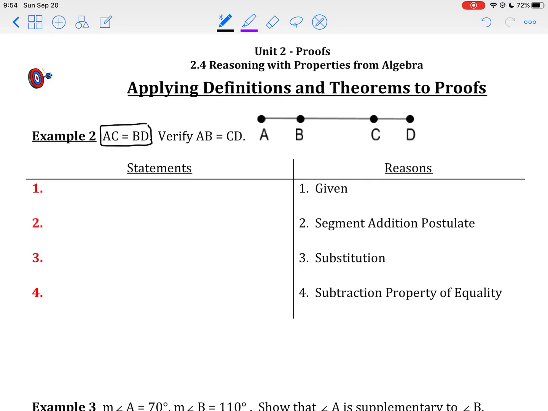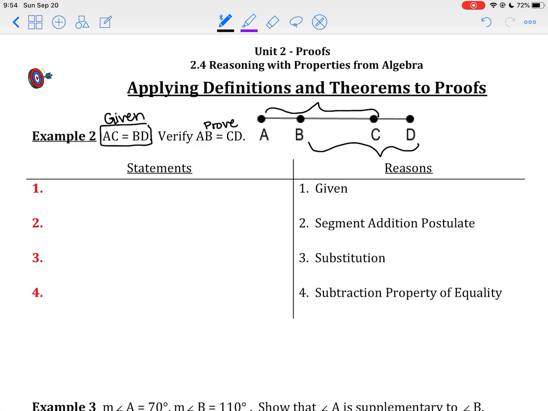So that is what it's telling me. AC is equal to BD. Those are the same length. And we're going to verify that AB is equal to CD. This is what I'm trying to prove. So if it says verify or if it says prove, that's telling me what my last statement should be. So from here, this is my given, this is my prove.